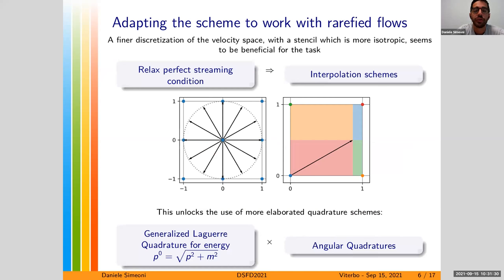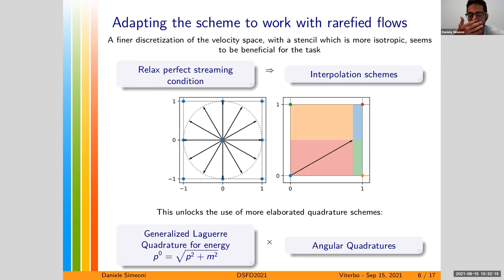But it turns out that if you really want to simulate fluids at high Knudsen number, what you have to do, and this is also a trivial thought one might have, is discretize your velocity space in a finer way, which means that you have to relax the perfect streaming condition, so the velocities no longer need to end up on the nodes of the Cartesian grid. Of course, you are going to pay with the use of interpolation here, but then you can arrange your velocity stencil in a more isotropic way, and this is beneficial for the simulation of rarefied gases and unlocks the use of more elaborate quadrature schemes.